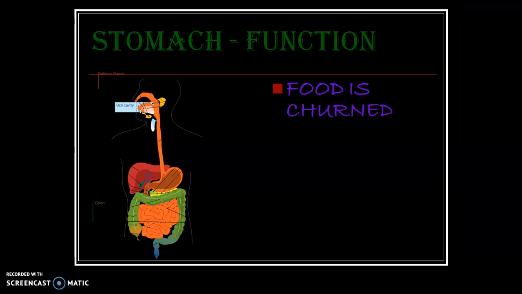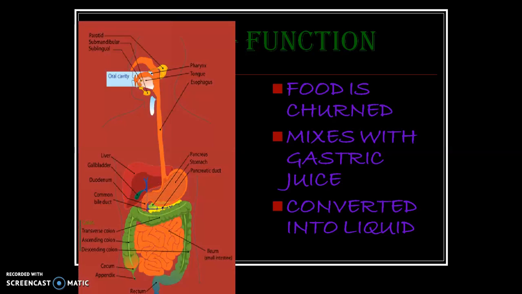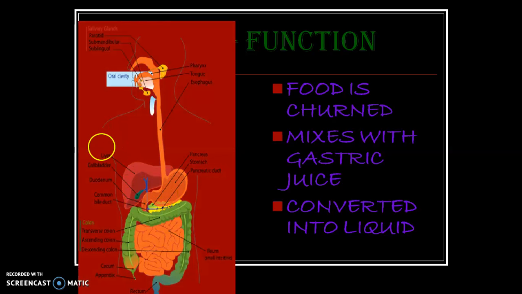Now, the function of the stomach. In the stomach, food is churned and it mixes with gastric juice and is converted into a liquid. Here, the food is churned, it is mixed well with gastric juice and then converted into a liquid.